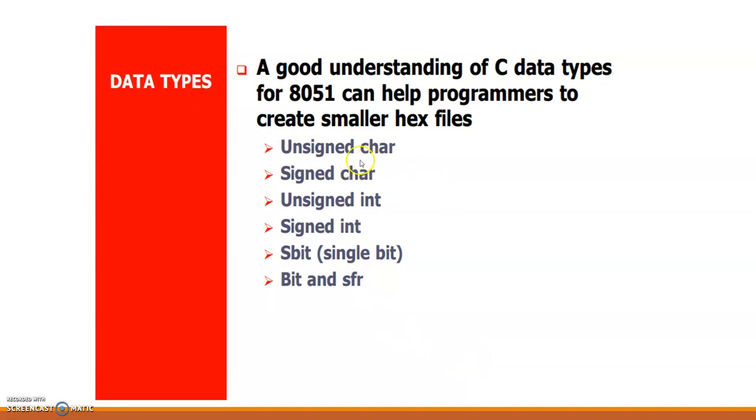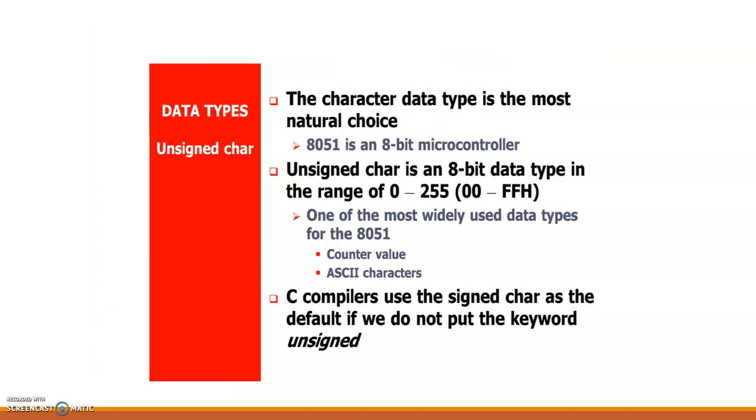Data types. You have character data types, that is signed character and unsigned character. Then integer, unsigned integer and signed integer. Then sbit, which is a single bit, and bit, which is for accessing the bit addressable space of the RAM. And sfr is for accessing the special function registers.